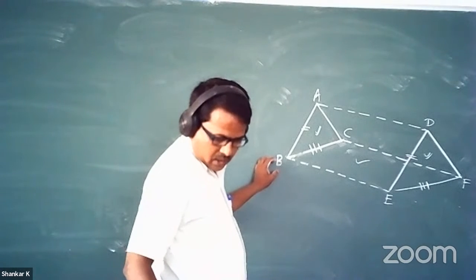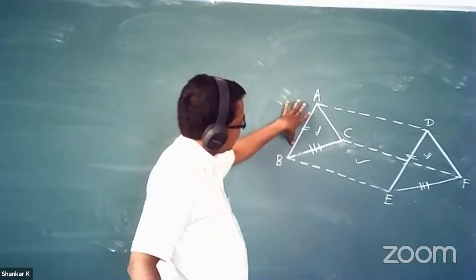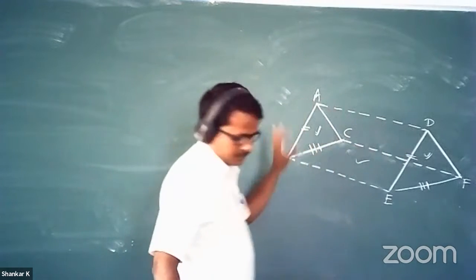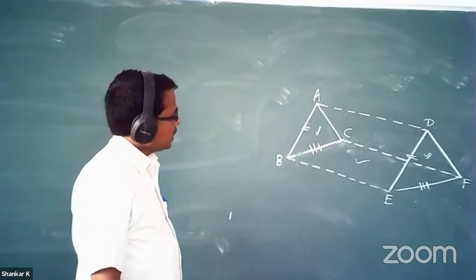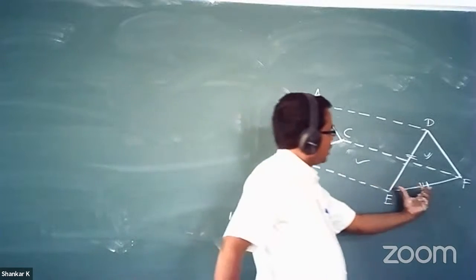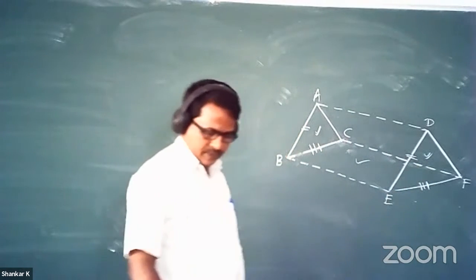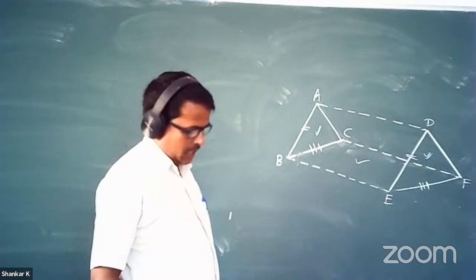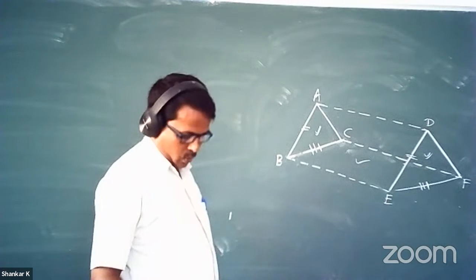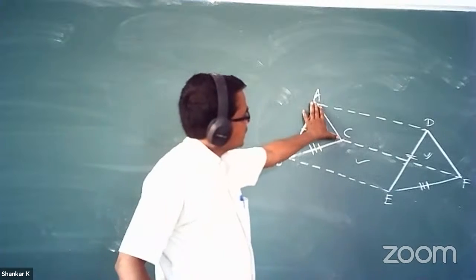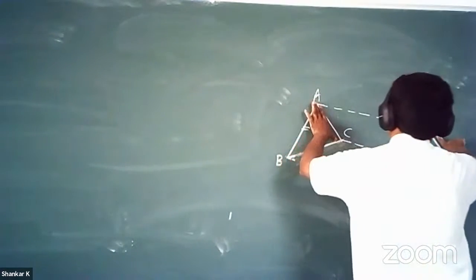In these two triangles, AB equal to DE. Why are AB and DE equal? It is given. Then BC equal to EF. This is also given. Then AC equal to DF. AC equal to DF, already proved.